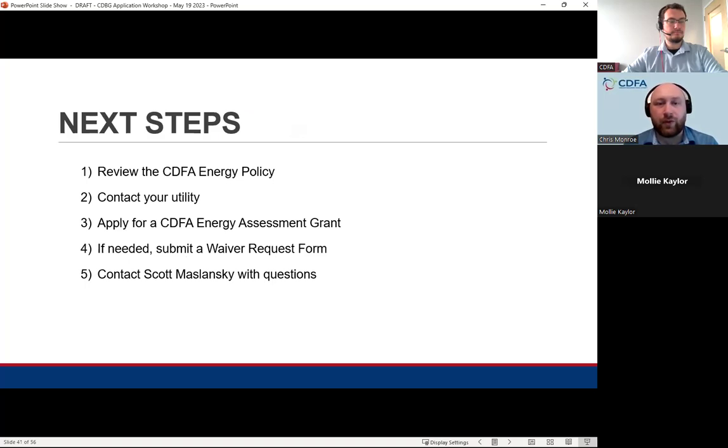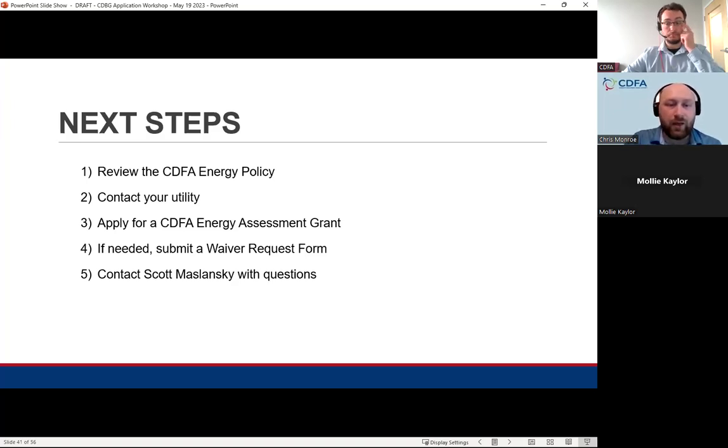So the next steps related to the energy policy and requirements: you can review the CDFA energy policy with your design team, contact your utility representative to discuss potential support for your projects. Energy assessment grants, so you can contact Scott to discuss eligibility for community facilities energy assessment grant, CDBG planning grant, or New Hampshire Safe Support also possible.